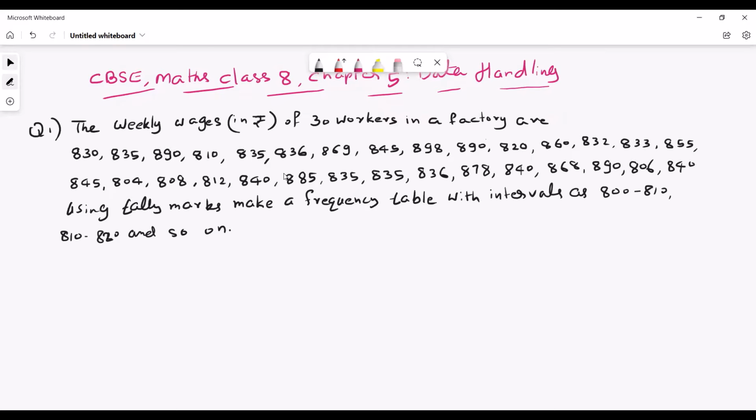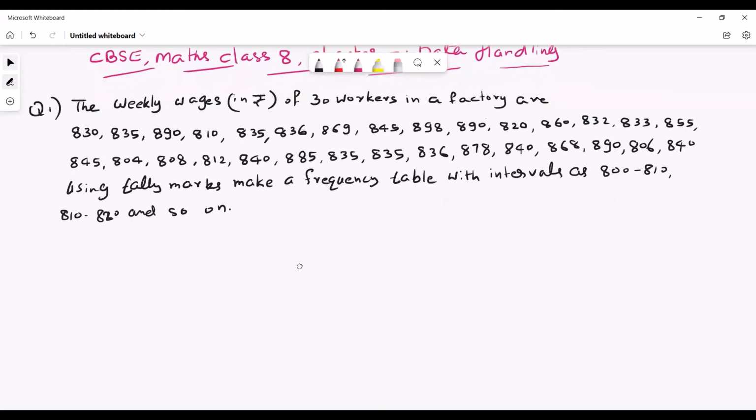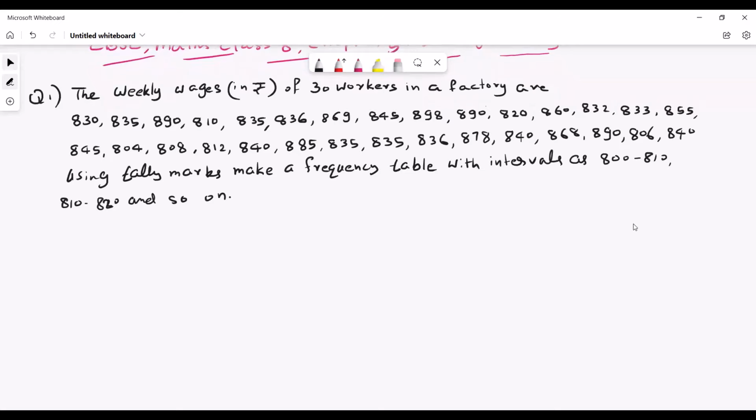So here we have the weekly wages of 30 workers in a factory, and the wages of the workers are given here. The question is: using tally marks, make a frequency table with the intervals as 800 to 810, then 810 to 820, and so on. It is given in our exercise. We will do it first, and this comes under grouping of data.